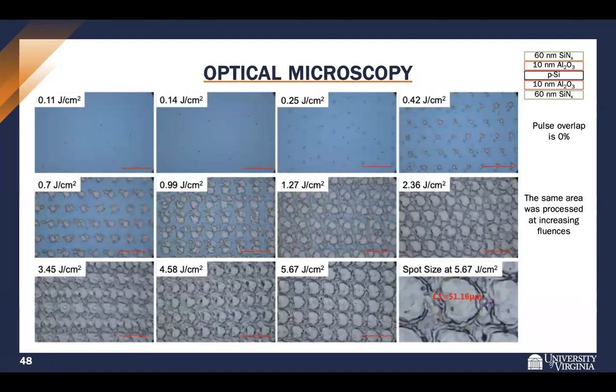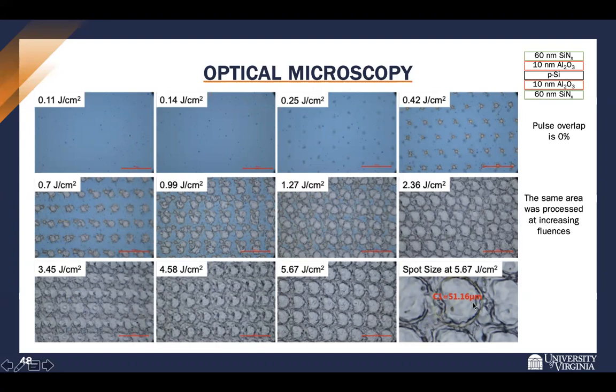So what is exactly happening to this sample? I looked at optical microscopy first. You can see at very low fluences, there's no damage to the passivation layers. And then at 0.25, there begins to be some swelling of the film and partial ablation. And then at 0.42 joules per centimeter squared, there is significant ablation, and you can see the silicon absorber underneath. If you continue to increase the fluence, it results in larger and larger damage spots, and also increased silicon melting and damage to the silicon.